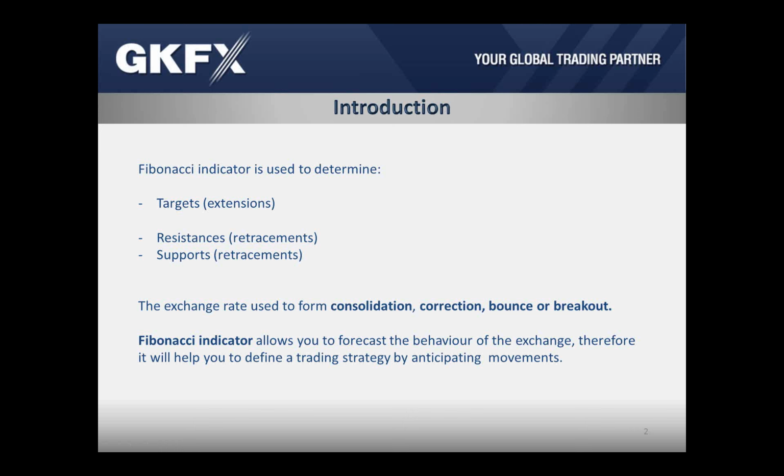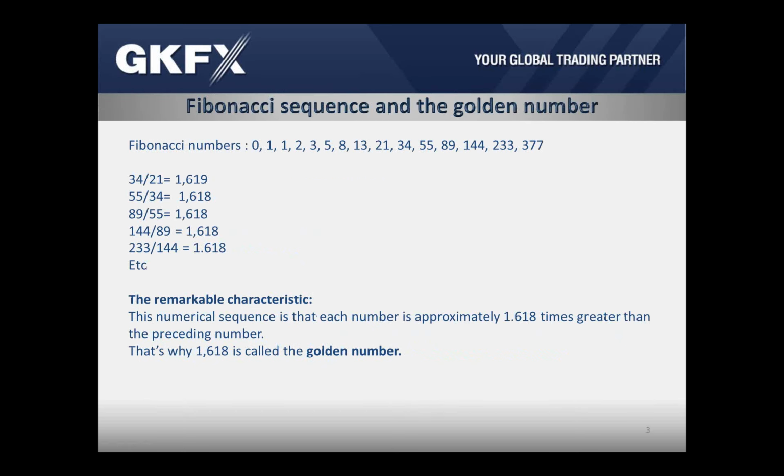And as I wrote, the Fibonacci indicator allows you to forecast the behavior of the exchange rate. Therefore, it will help you to define a trading strategy by anticipating movements. So, to start, the Fibonacci sequence and the golden number. Here are the Fibonacci numbers.